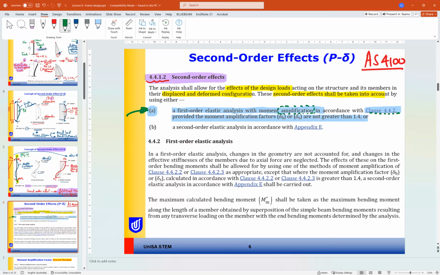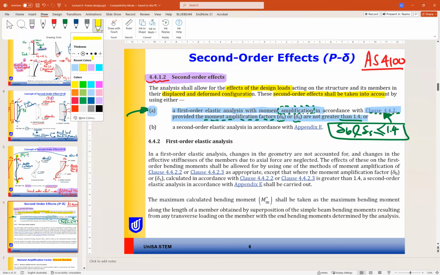But the method has a limitation that the factors used should not be more than 1.4. So delta B and delta S should be less than or equal to 1.4. This is the condition for this method. So in your design, if you are designing in real life, you should check this value, otherwise you have to use a different method, which is the second method, second order elastic analysis in accordance with Appendix E.